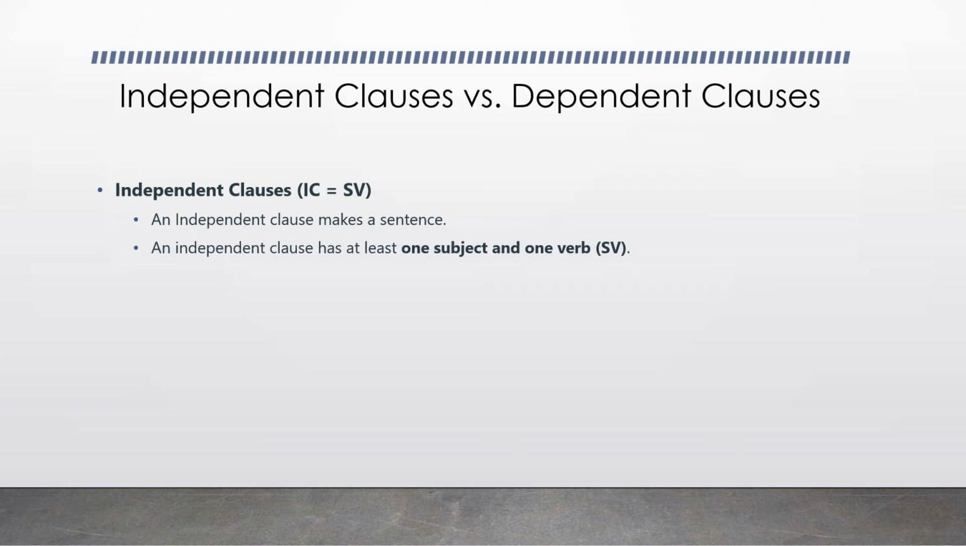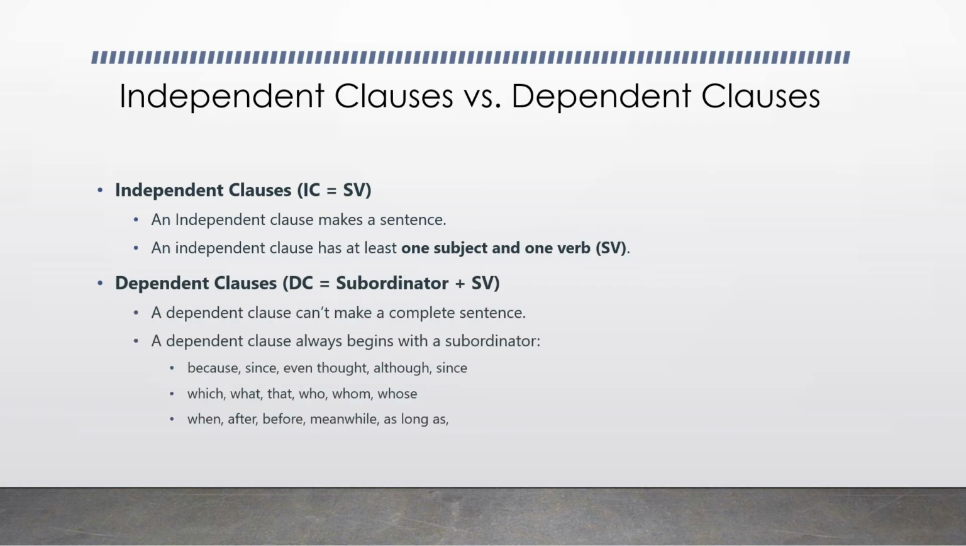A dependent clause also has a subject and a verb, but it starts with a subordinator. And one dependent clause can never make a complete sentence. Here are some subordinators: because, since, even though, although, which, what, that, who, whom, whose, when, after, before, meanwhile, as long as. And there are more.